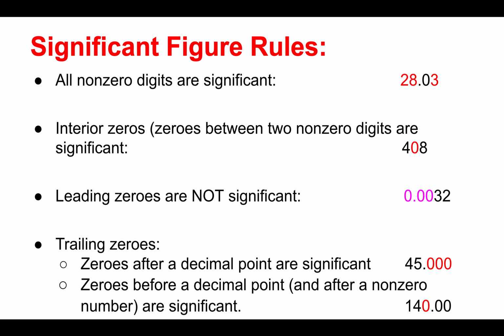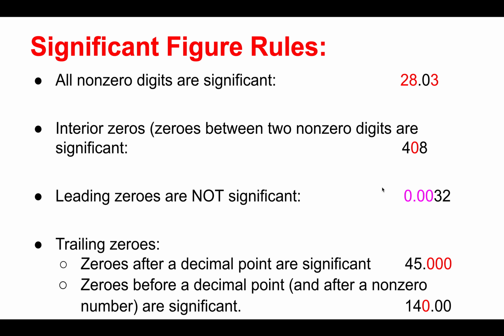All right, so all non-zero digits are significant. 1, 2, 3, 4, 5, 6, 7, 8, 9 are significant. So that 2, that 8, that 3, they are significant. Interior zeros, zeros between non-zero digits, are significant. So that 0 is significant along with that 0. Leading zeros are not significant. That 0, that 0, that 0 are not significant.